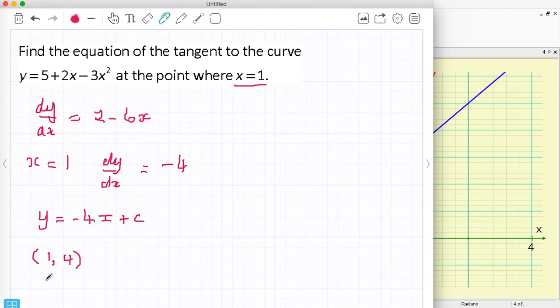Now I've got some coordinates. y is 4, x is 1, so it becomes 4 equals minus 4 plus c. So c must be 8. So my equation is y equals 8 minus 4x. And that's how I find tangents to curves and functions.